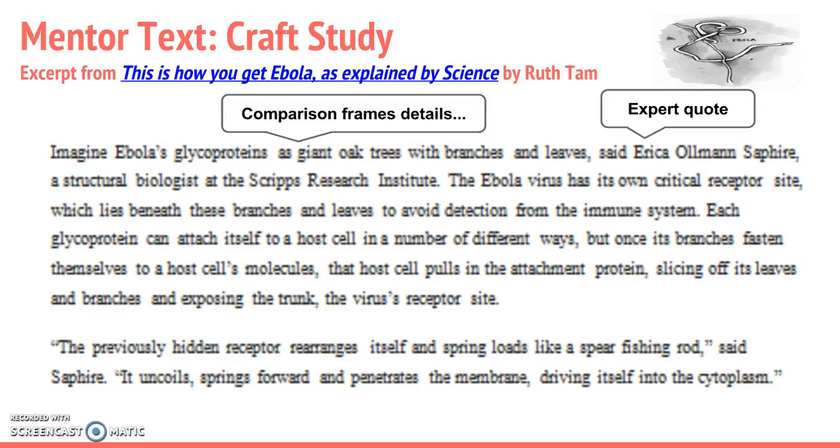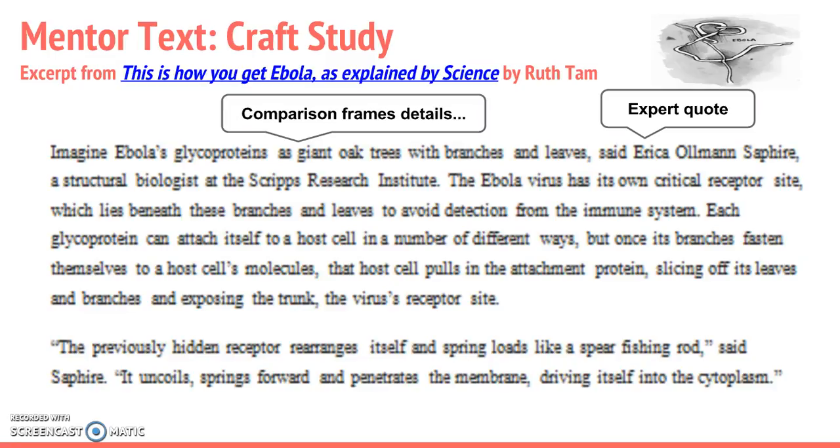As a class, you might closely study the author's craft in a series of excerpts from the selected mentor text. For example, you might study how Ruth Tam uses comparisons or relationships throughout her article, "This is how you get Ebola," to illustrate complex or abstract ideas connecting the unfamiliar to the familiar. In this excerpt, you might note in the first sentence of the first paragraph that the author uses an expert quote that compares the glycoproteins to giant oak trees with branches and leaves.